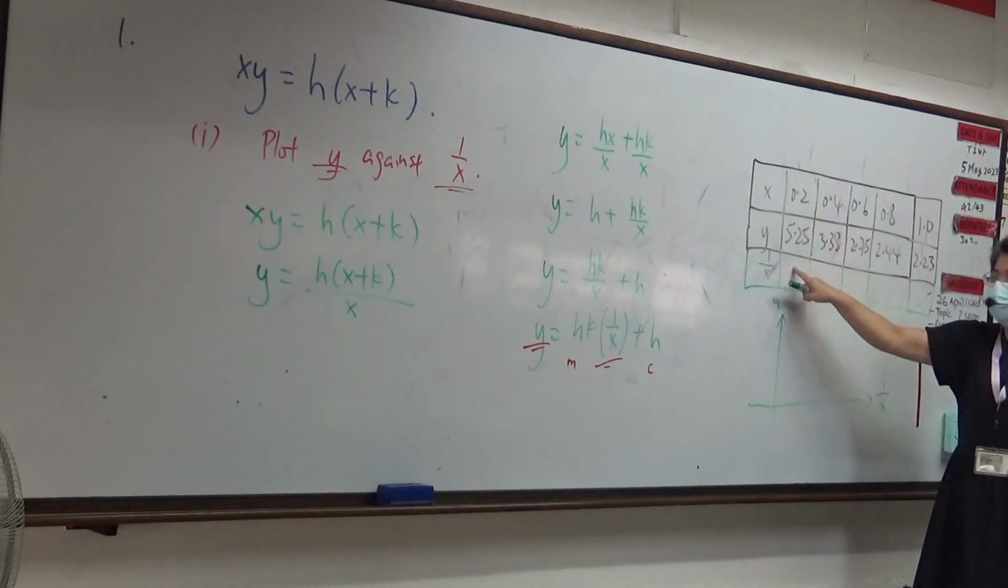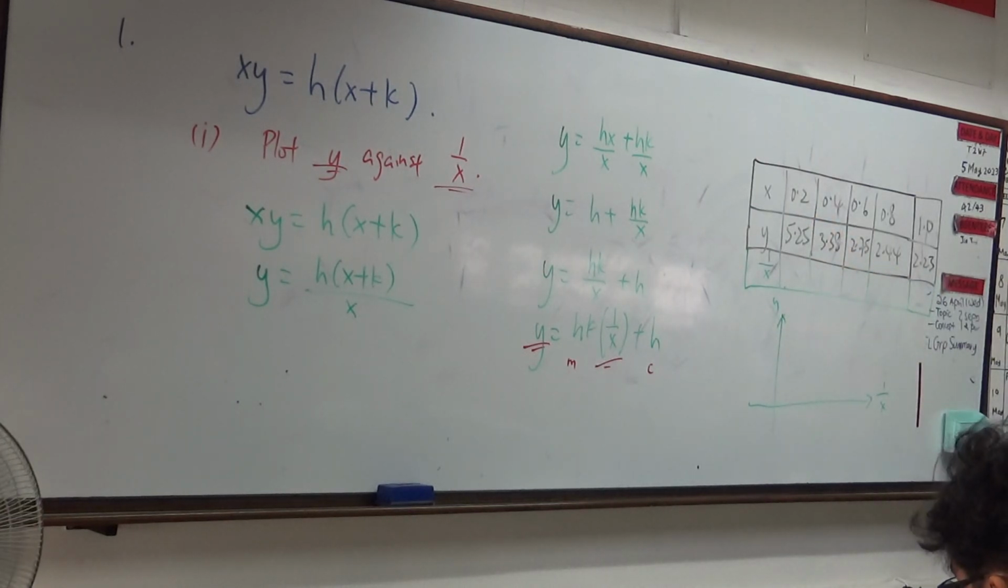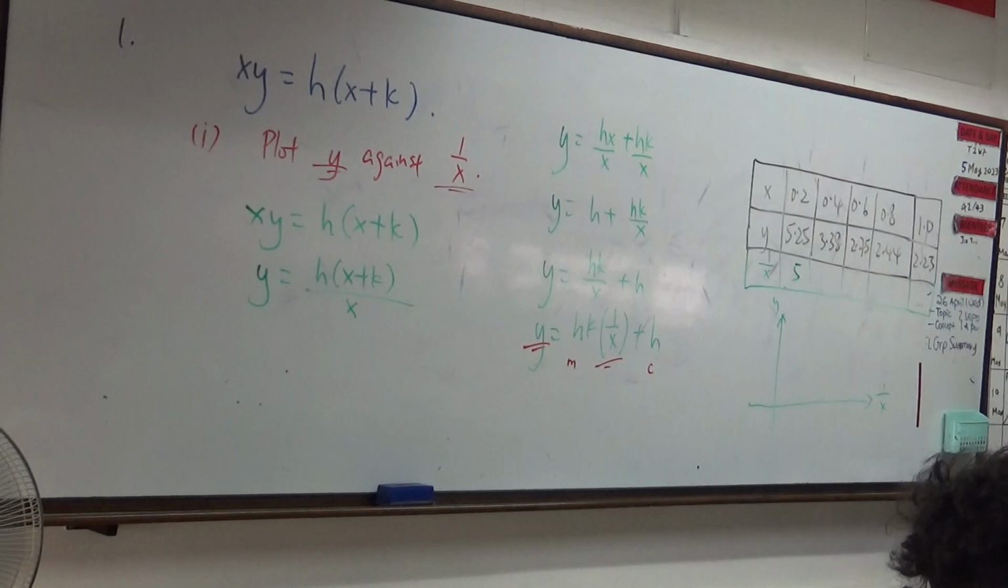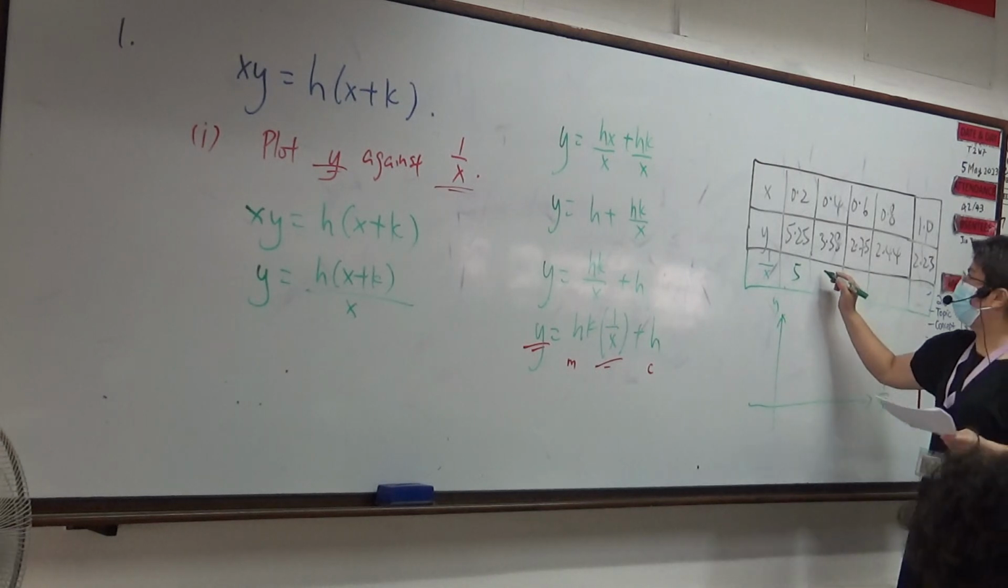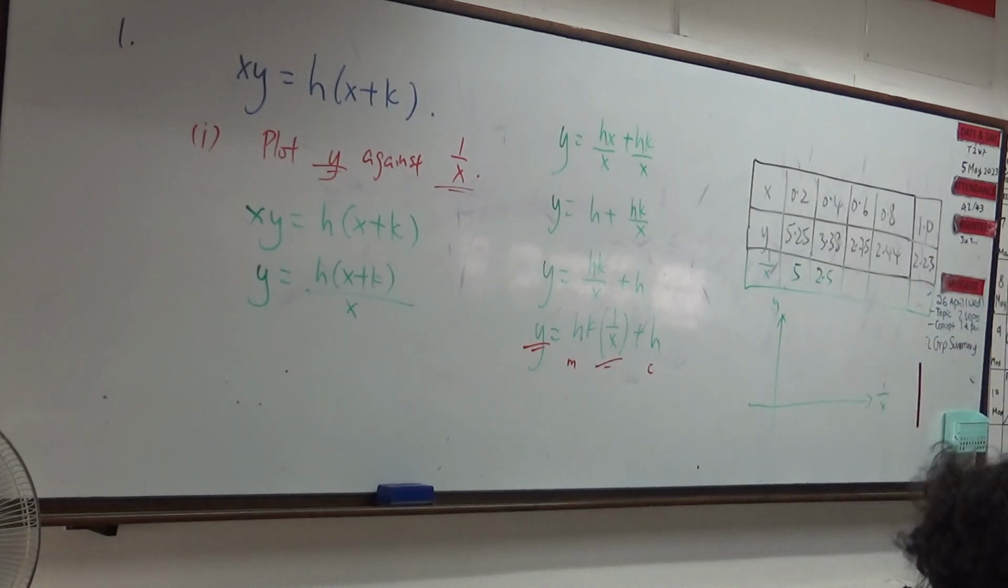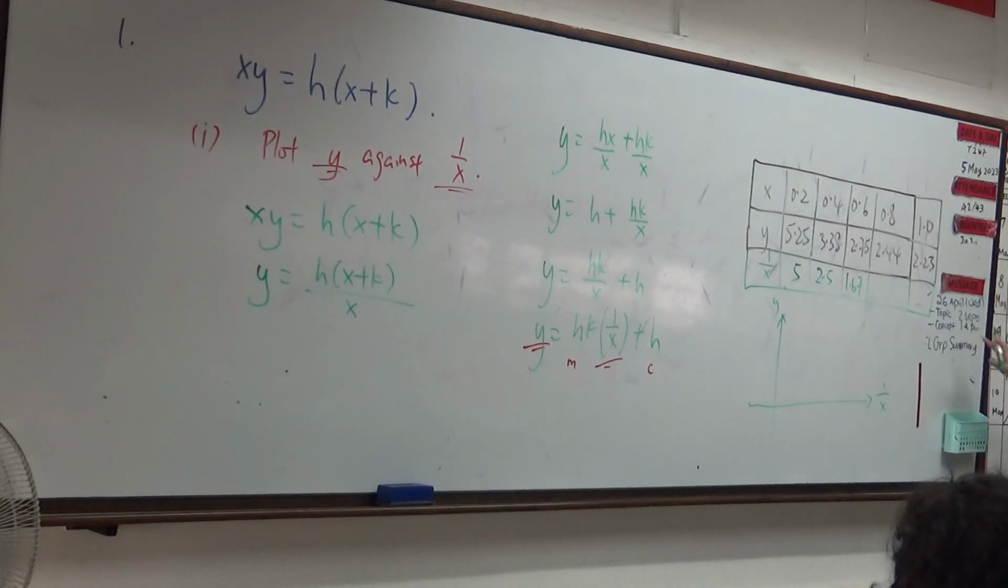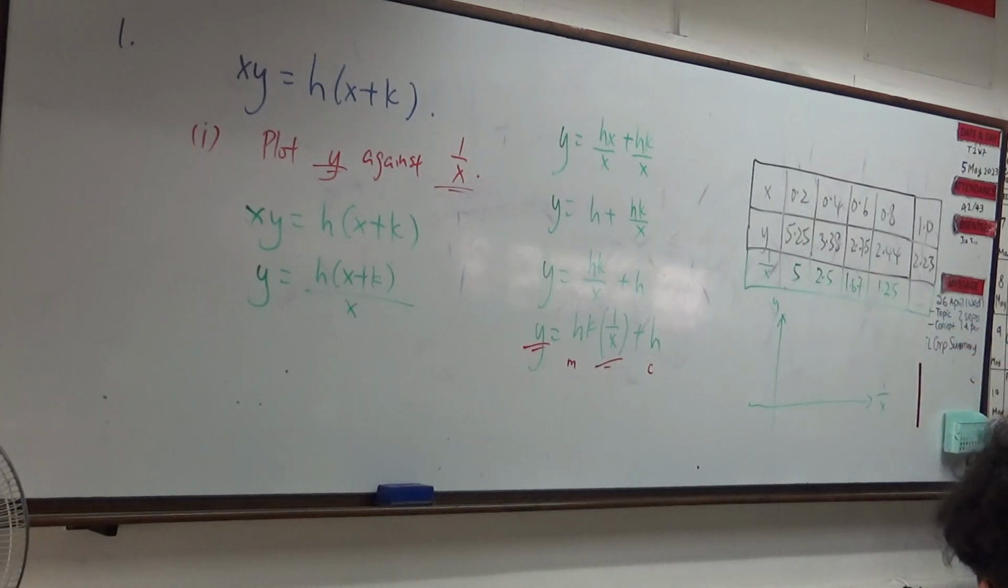Okay, I want all of you to use your calculator. What is 1 over x? What is the value? Use your calculator. Straight away down. 5. Good. What's the next value? 2.5. Okay. What's the next value? 1.67. Don't give me fraction. Next one. 1.25. Last one? 1. We all agree?